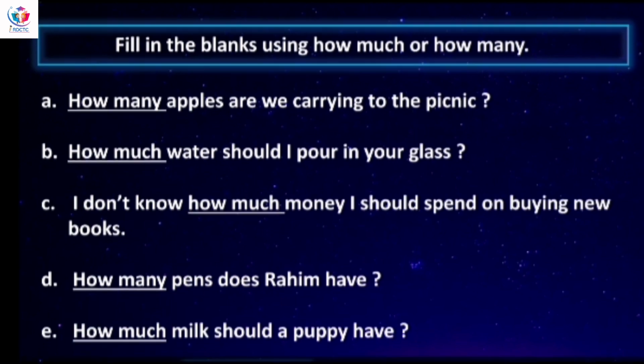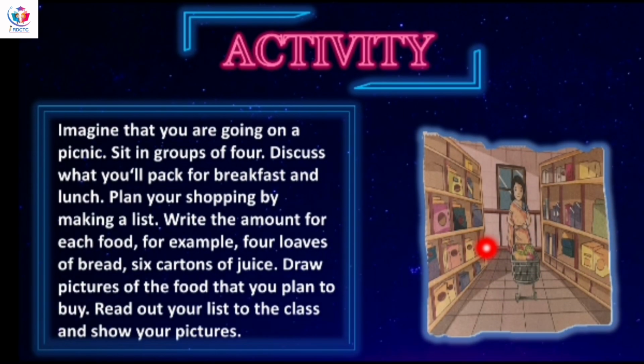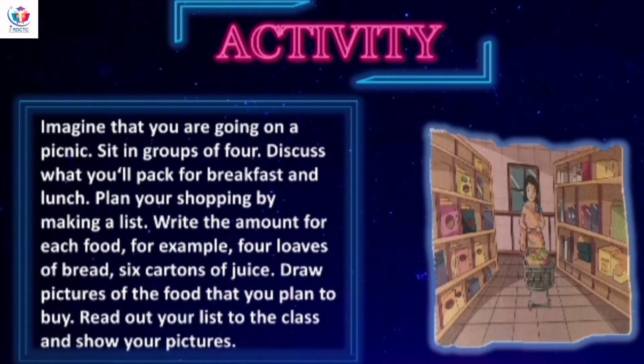Okay, and now we see an activity. First, see the picture carefully. Here you can see a lady buying something from the shop. Now imagine that you are going on a picnic. Sit in a group of four. Discuss what we'll pack for breakfast and lunch. Plan your shopping by making a list. Write the amount for each food, for example, 4 loaves of bread, 6 cartons of juice, and draw pictures of the food that you plan to buy. Read out your list to the class and show your pictures.